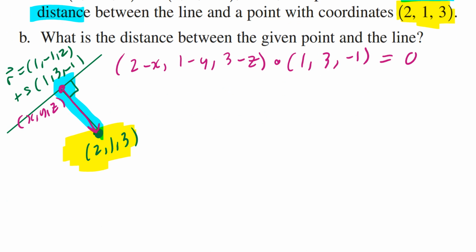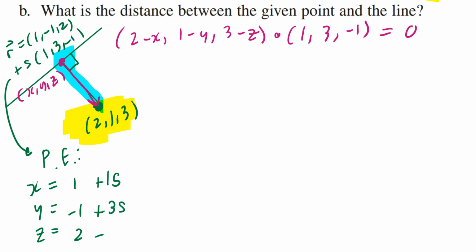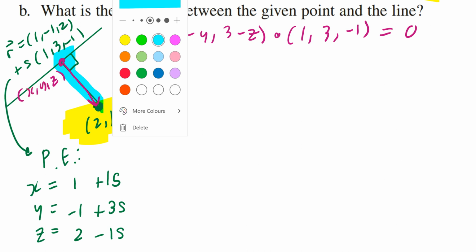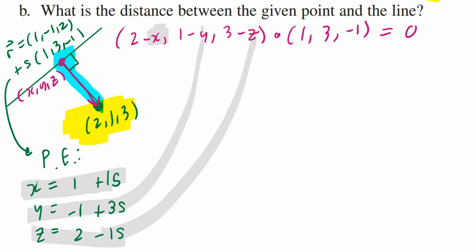Now, if you go back to the given, you can express this in parametric form. So in parametric form, this means x, y, z equals, instead of writing down the point 1, negative 1, 2, I can write this in a column, 1, negative 1, 2, plus 1 times s, 3 times s, and negative 1s. And I'm going to plug all this back in. So x is going to go right there. Likewise, y is going to go there, and z is going to go there.